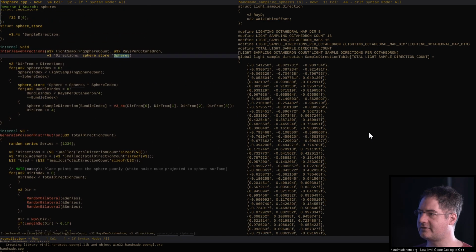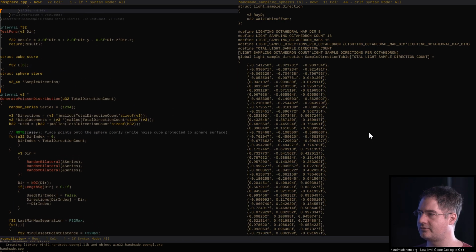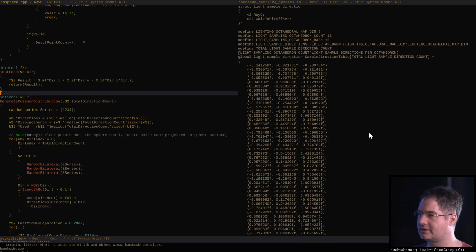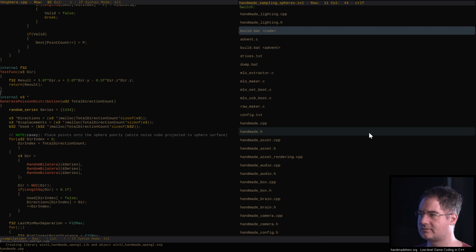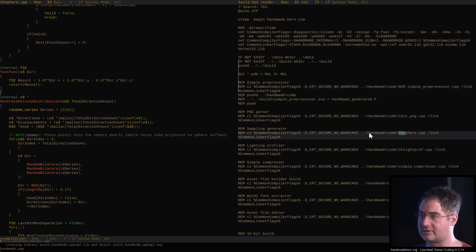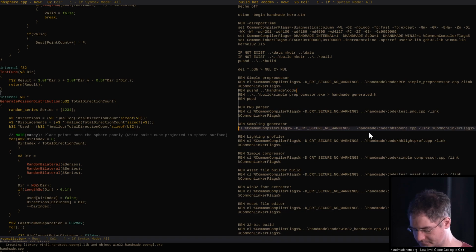So yeah, basically we can remove interleave directions. I don't think cube store is used at all. So we can remove all of these, and I think we're good. We can just remove all this stuff. Are we compiling this though? That shouldn't have compiled. So I think we're just not compiling HHsphere. So let's make sure we are. There we go.